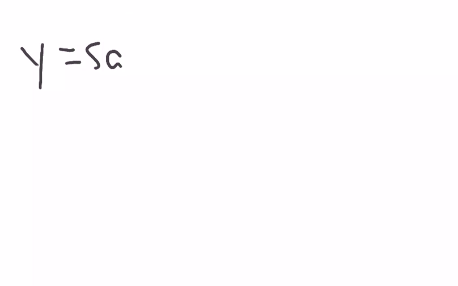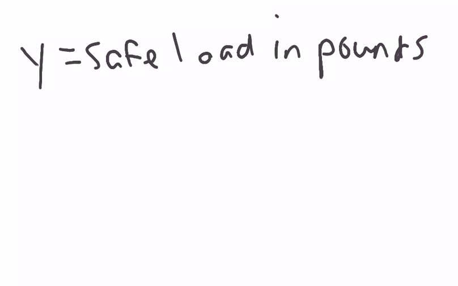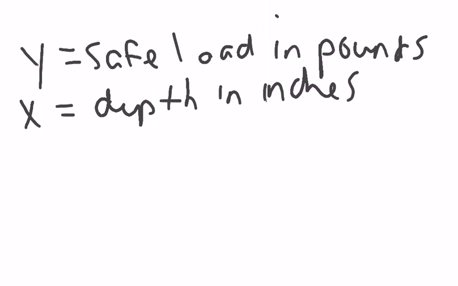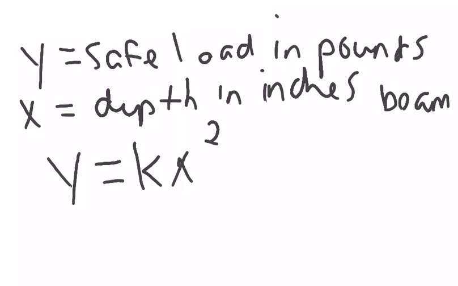So y equals the safe load in pounds, and x equals the depth in inches of the rectangular horizontal beam. So this one is going to use y equals kx squared. And yes, they will give this to you. So notice the x is squared. So let's look at a scenario that uses this.